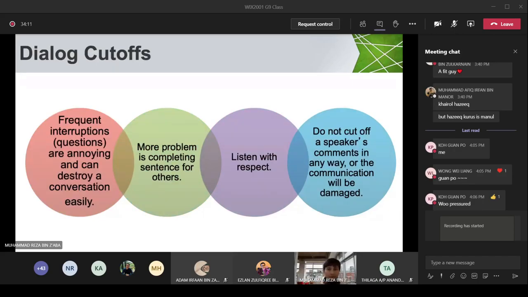Dialogue cutoff, like what my daughter has demonstrated. When I was speaking, she cut off my sentences, so that is also an example of barriers of communication. Let the others finish their sentences first before you speak. That's the more proper way to converse.